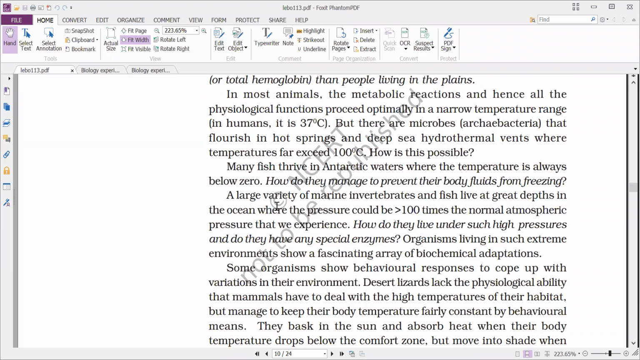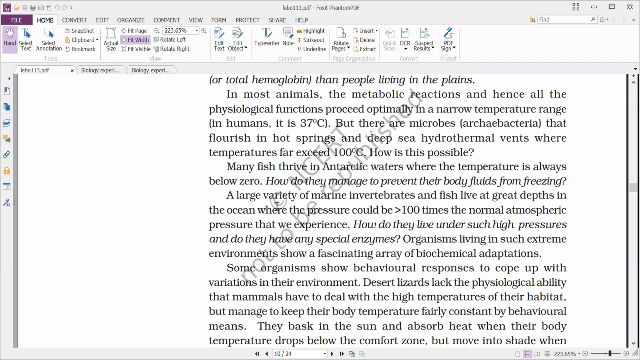In most animals, the metabolic reactions and hence all the physiological functions proceed optimally in a narrow temperature range. In humans, it is 37 degrees centigrade. So in most organisms, the metabolic reactions occur in a narrow range of temperature, especially when you observe birds and mammals. In them, we find very clearly that the temperature range is very narrow.